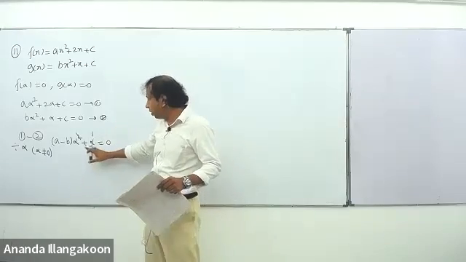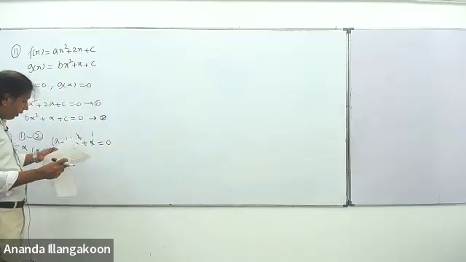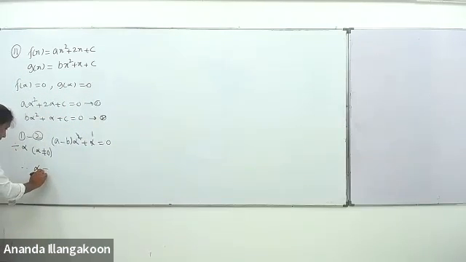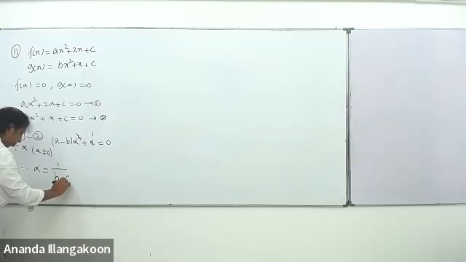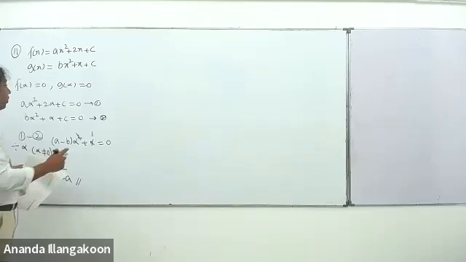Therefore we can divide this by alpha. Then we get the first answer for alpha. The answer is alpha equals 1 over (b minus a). Right, okay, that you got. Now it is asking to find c in terms of a and b.